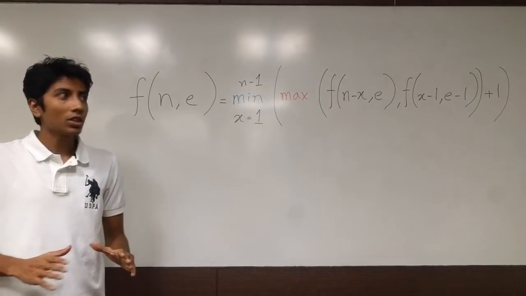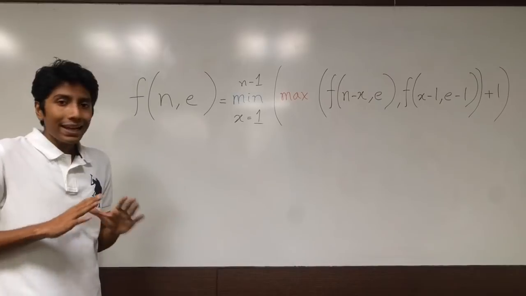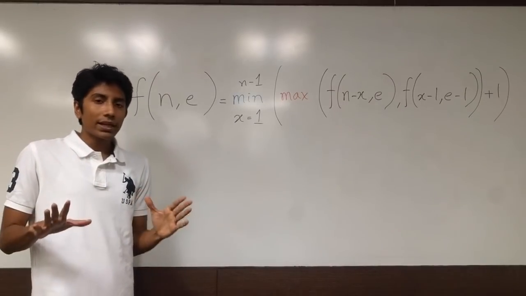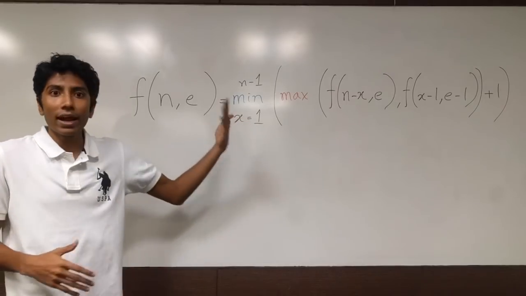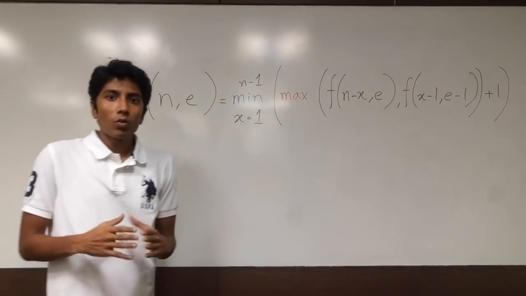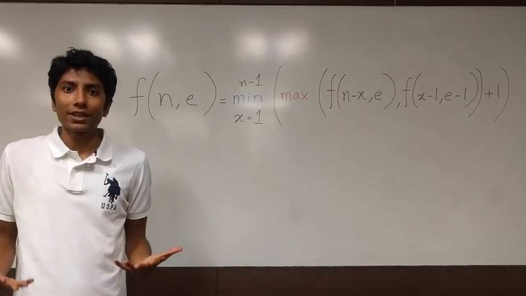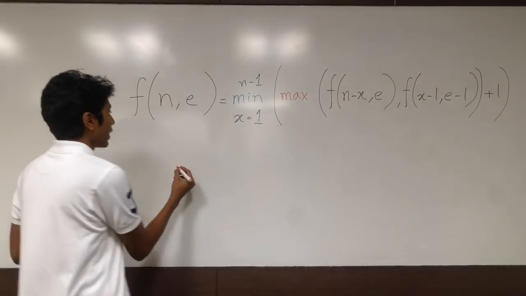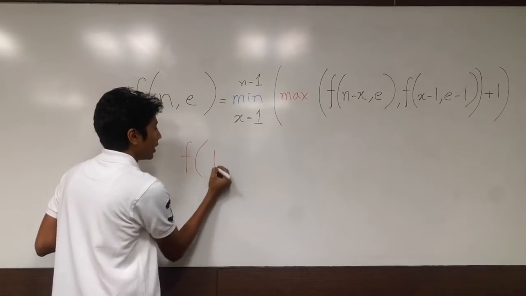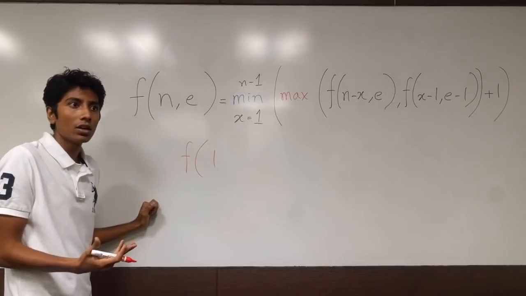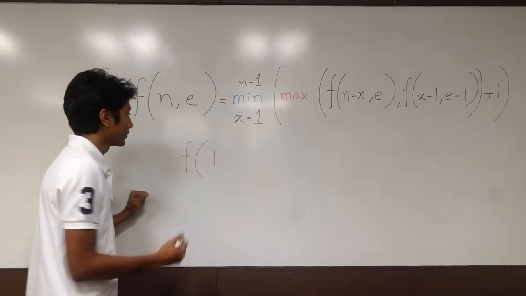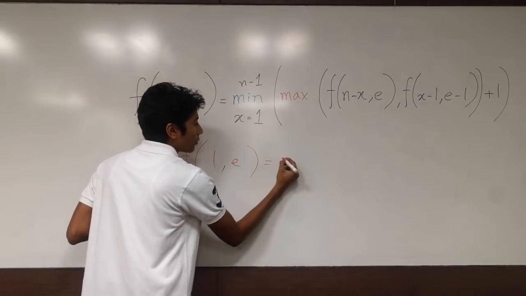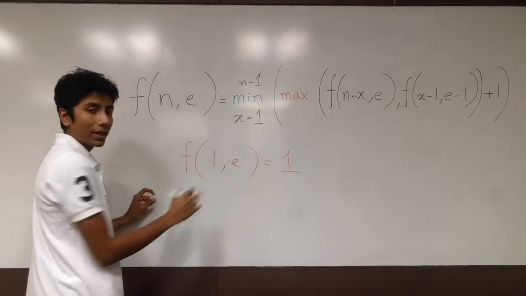Alright, and this function will give you the answer for any n and e with two things to keep in mind. I mean, when does this function ever end? N minus x will go to a certain point and we need to give a base condition for that. So that is going to be defined by f of a single floor, how many tries do you need? One try. It doesn't matter how many eggs you have. If you have a single floor remaining, f of 1 comma e is 1.